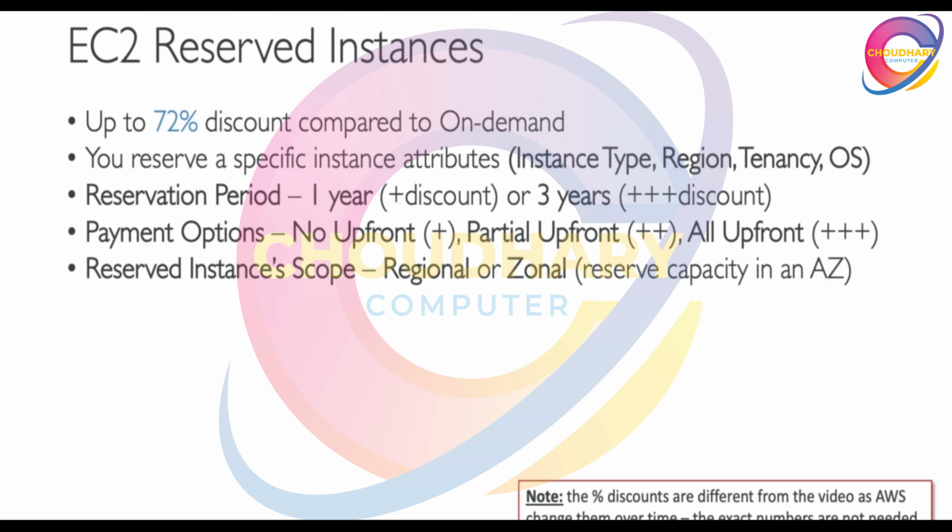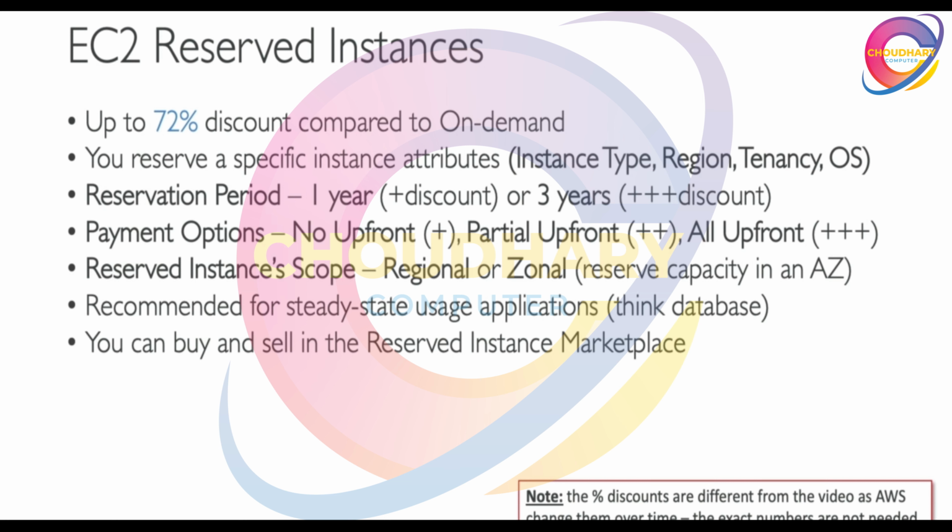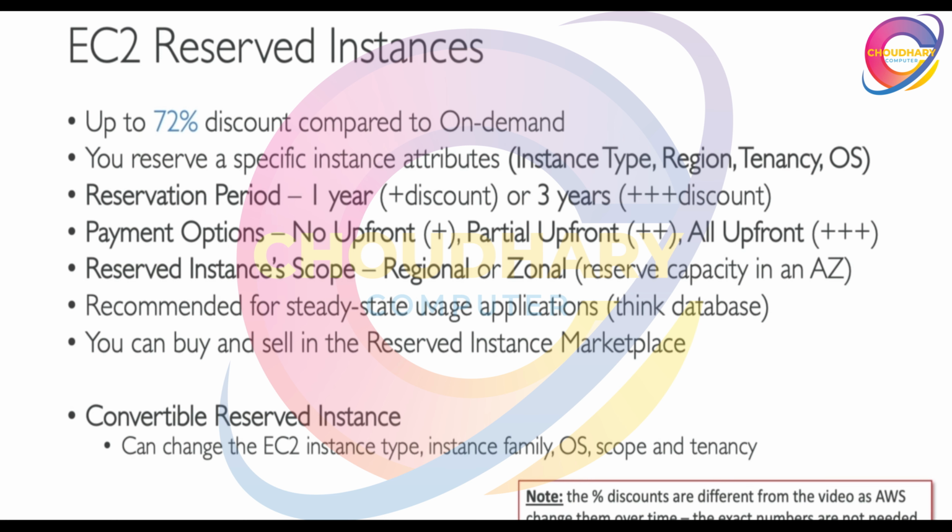In terms of the scope, do you want the scope to be into a specific region or a zone? That means reserved capacity in a specific AZ. And so you would use reserved instances for the steady state usage applications, for example, for a database. And you can buy or sell your reserved instances in a marketplace if you don't need them anymore. And there is a specific kind of reserved instances called the convertible reserved instance, which is allowing you to change the instance type, the instance family, the operating system, the scope, and the tenancy. And because you have more flexibility, well, you get a bit less discount, you get up to 66% discounts. So that's for reserved instances.